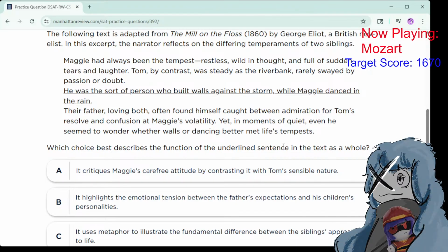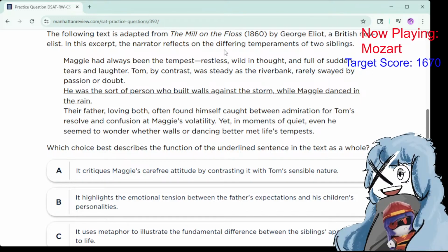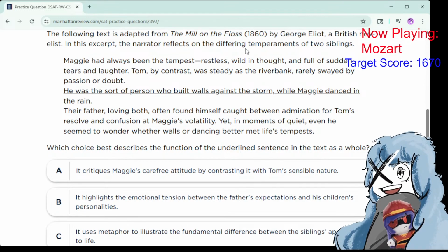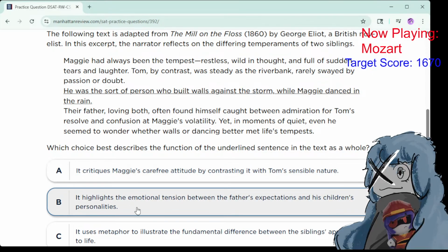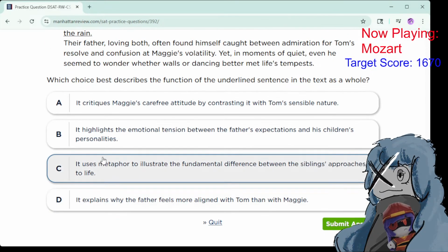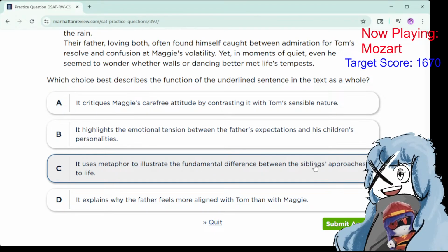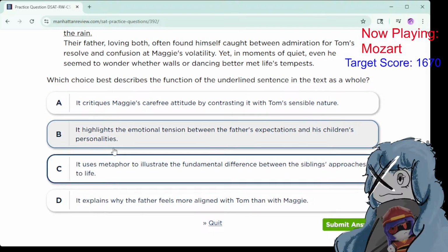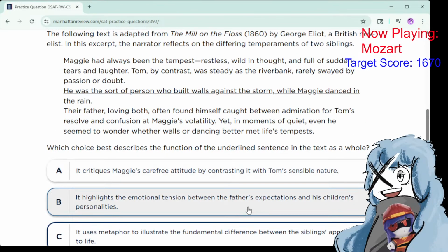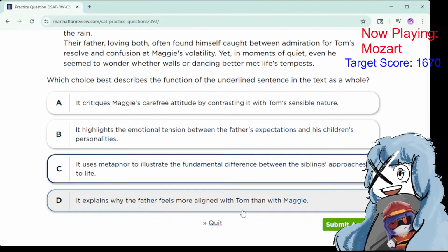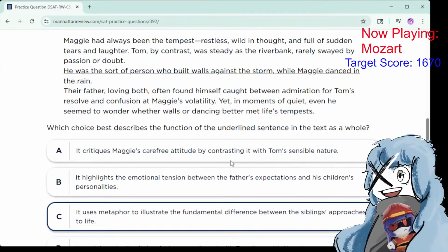Which of these functions is just difficult. Anything that says comparison, juxtaposition, or contrast. Yeah. The critique. A highest emotional intensity between follows. No. Use metaphor to illustrate the fundamental difference between the differences. Read that. The sentence does not have anything to do with the father. So anything that says father, cross that out. Critique, cross that out. This is medium.